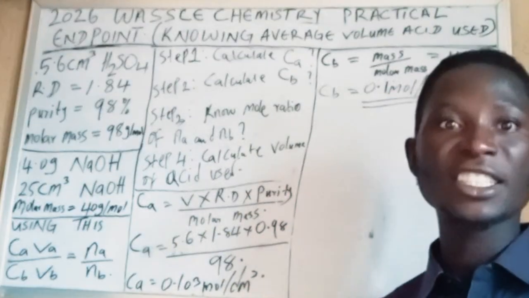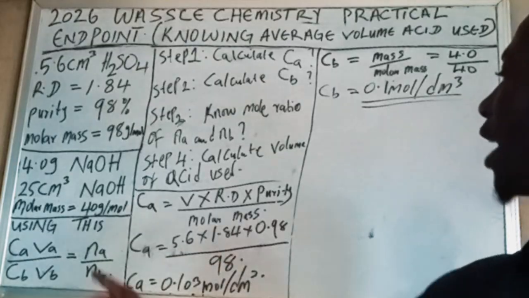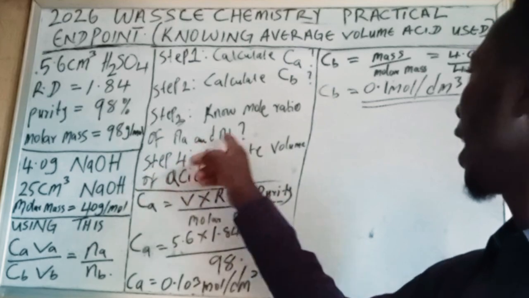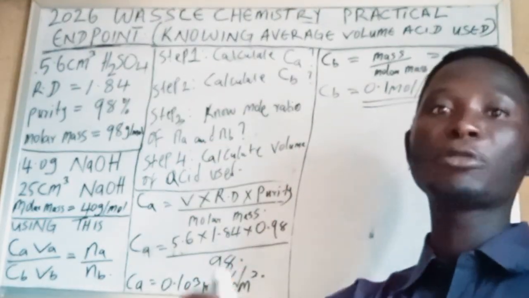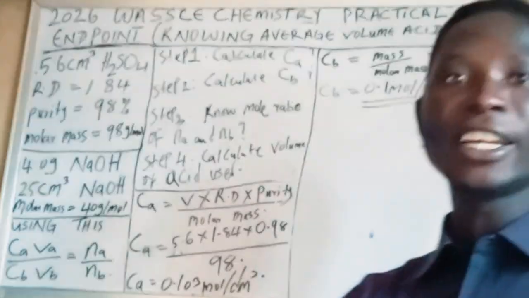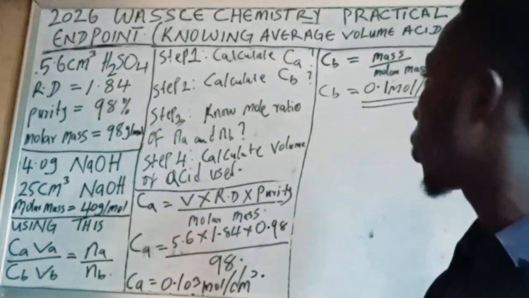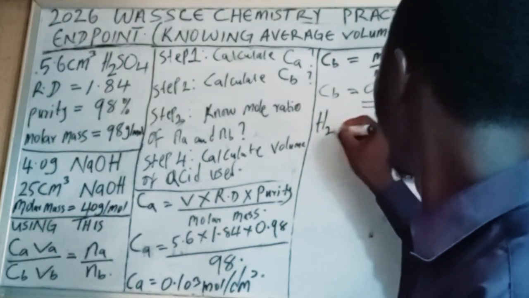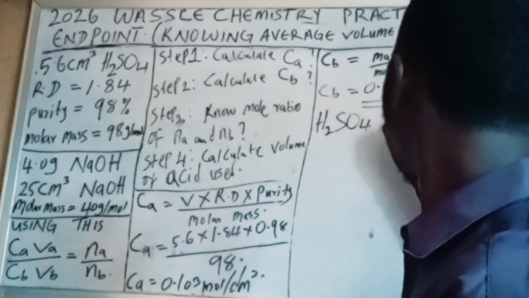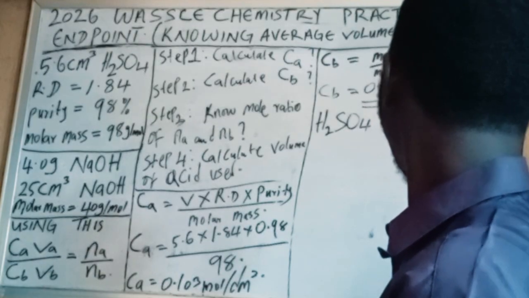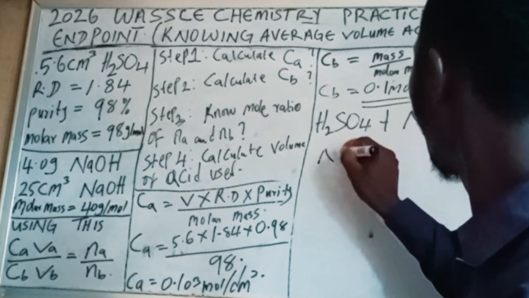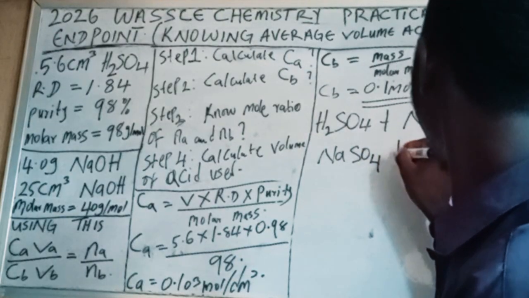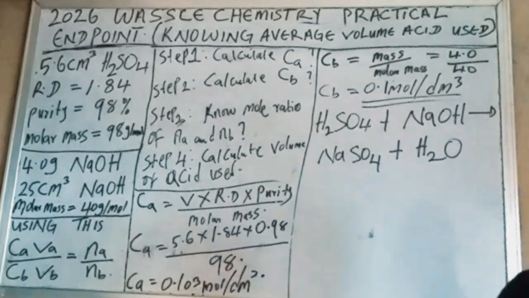The next step, which is step 3, is to determine the mole ratio of NA and NB. In knowing the mole ratio, we have to balance the equation. The equation of our reaction in this practical question, the reaction of acid and base, is hydrogen tetraoxosulfate(VI) plus sodium hydroxide, giving sodium tetraoxosulfate(VI) plus water. Let's balance this chemical reaction.